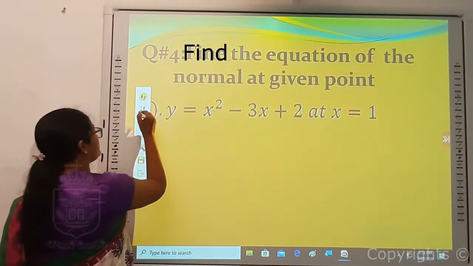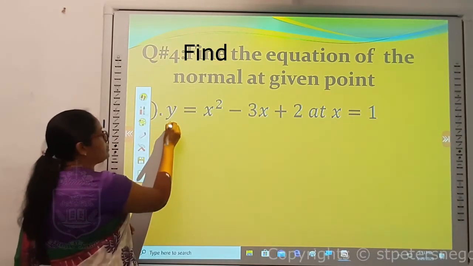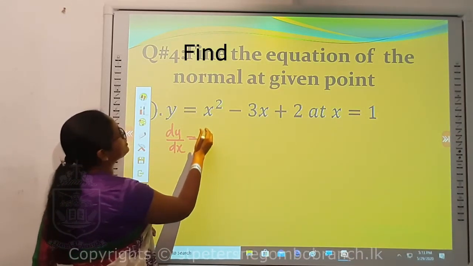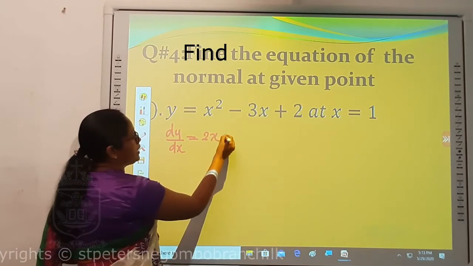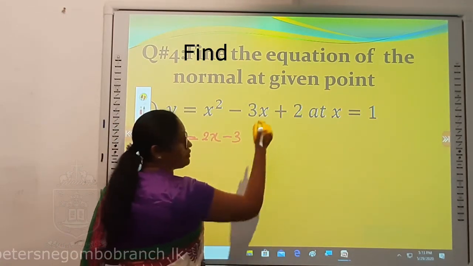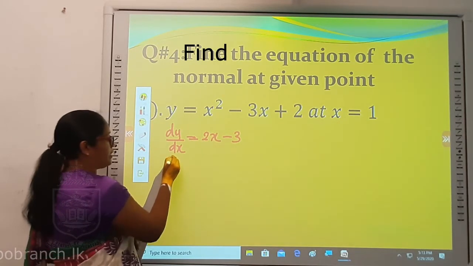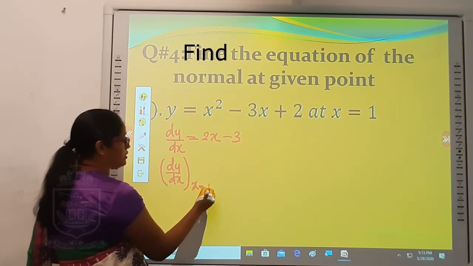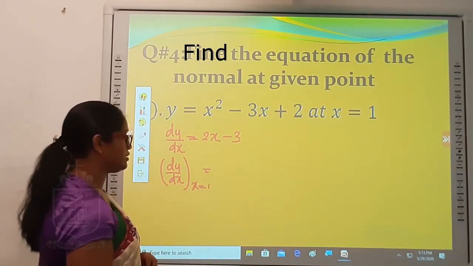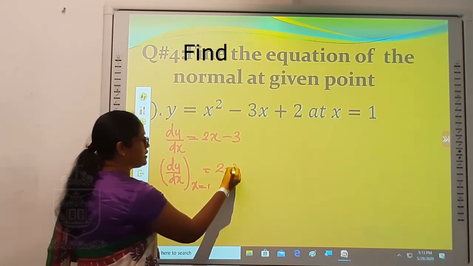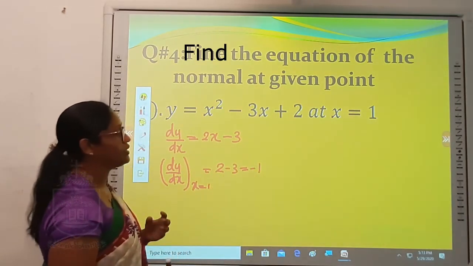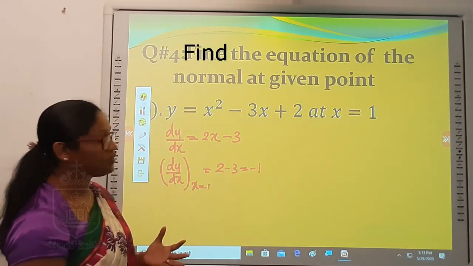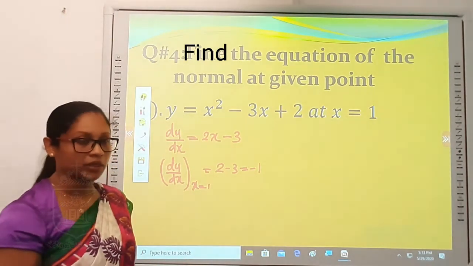So I will differentiate this function. dy over dx is equal to, if I differentiate this with respect to x, 2x and here minus 3. The constant term vanishes with the derivative. Then we can find the gradient at x equals 1, so we replace x with 1 here. So 2 minus 3, the answer is minus 1. So this is the gradient of the tangent. Now we want to find the gradient of the normal. We can use the relation m times n is equal to minus 1.